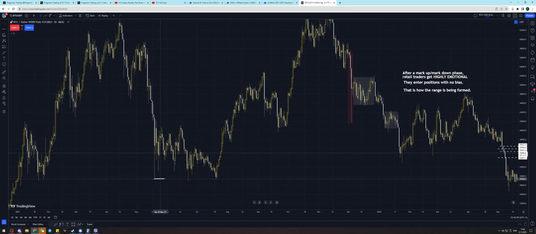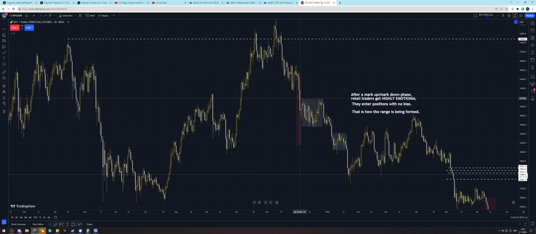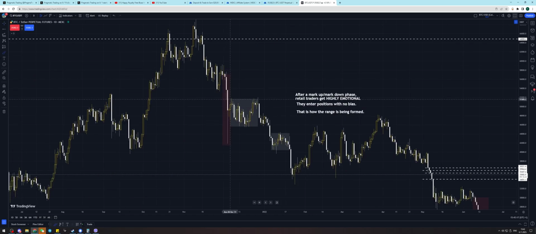I made that mistake many times in the past. I saw a markdown phase and I entered a short, for example. Let's say, I'm just talking hypothetically, that we do have a short here. And why would you expect the markdown phase to continue so quickly? Yes, it did continue, but the asset found some support and it went back up to your entry to stop you out before continuing down.